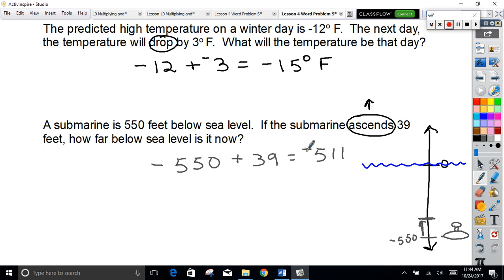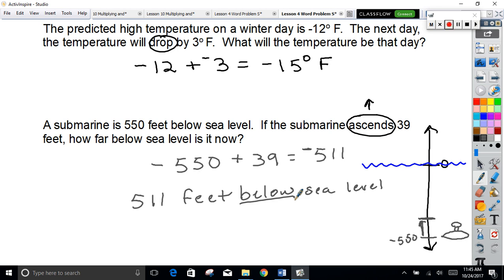So it's -511. If we were to express this in a sentence, we would say that it's 511 feet below sea level. We don't have to put a negative sign in our description because of the word below. Would that be positive if you put a negative sign? Technically, if you said negative 511 feet below, it would technically mean positive 511. Okay, any questions about these?